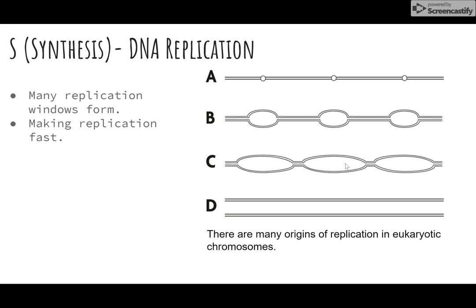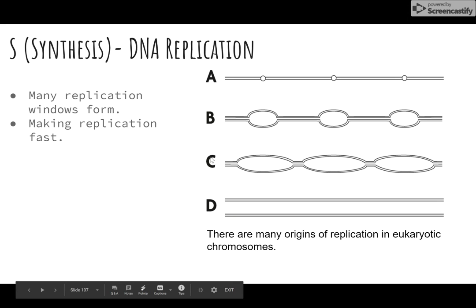DNA replication doesn't start at one end of the strand of DNA and run to the other. That would take forever. So instead of doing that, we have what we call replication windows. That means all along this strand of DNA, we are replicating in different spots, and we're building out from that starting location out until we meet up and we have two fully replicated strands.